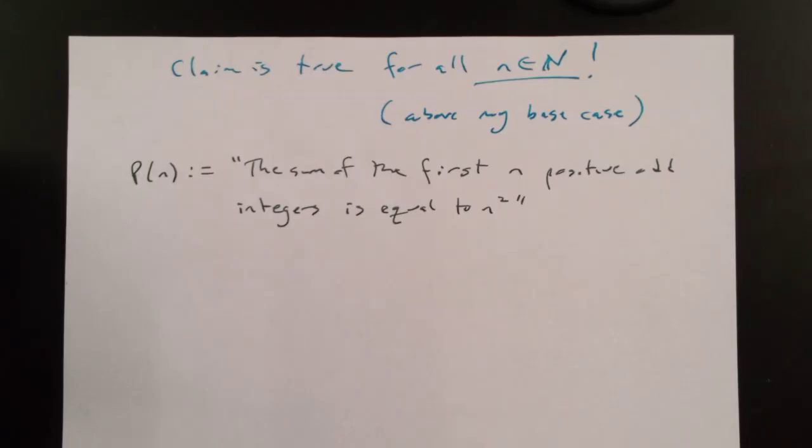Induction always starts the same way. Here's my sentence, my claim, in terms of some variable that goes over the integers. Now I pick the smallest possible integer that will work in there. In this case, that's 1. And I show that is my base case.